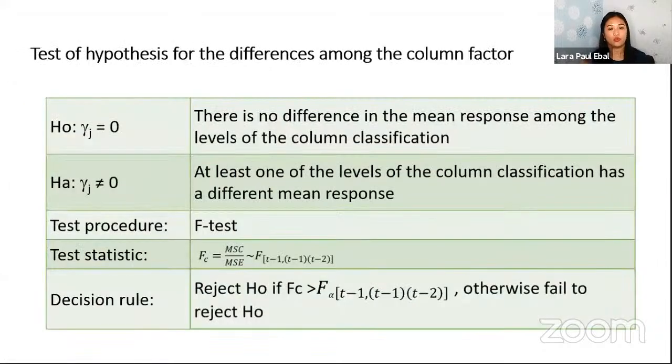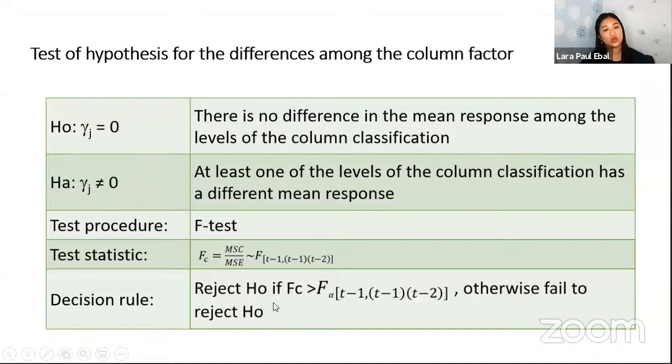And then we have, for the treatment, our treatment levels, we have for the row, and now for the column, so we can use gamma. H0: there is no difference in the mean response among levels, so gamma j is equal to 0, versus HA, at least one of the levels has a different mean, so gamma j is not equal to 0. F test also, then we have this different ratio, the numerator is different now, so it is the MS for the column classification.